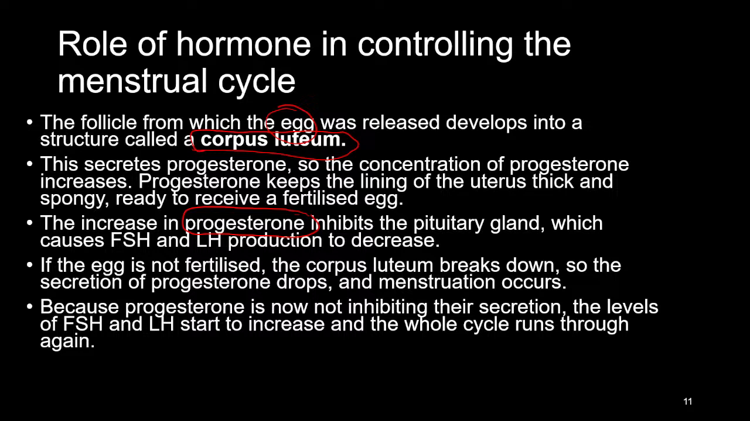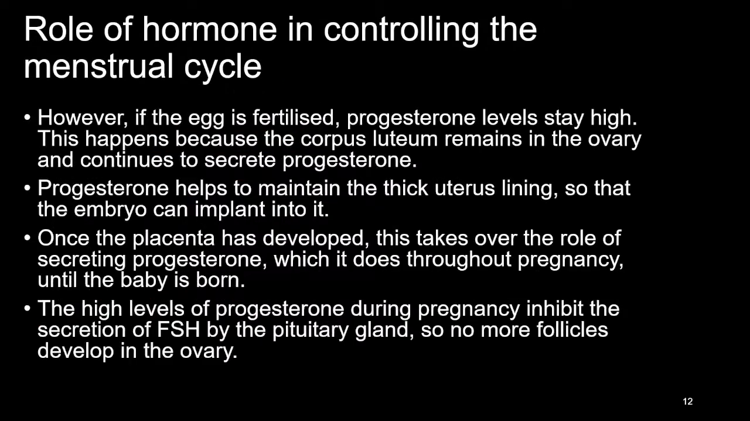If the egg is not fertilized, the corpus luteum breaks down. So the secretion of progesterone drops and then menstruation occurs. So menstruation occurs when the egg is not fertilized, the uterus lining breaks down. Because progesterone was inhibiting their secretion, once progesterone decreases, the levels of FSH and LH start to increase and the whole cycle runs through again.